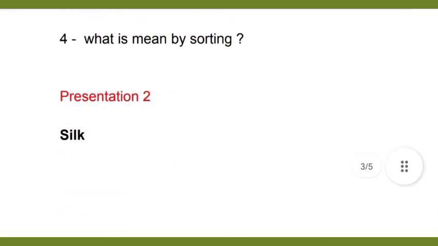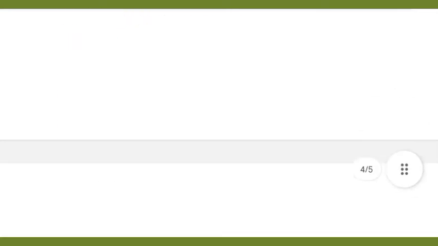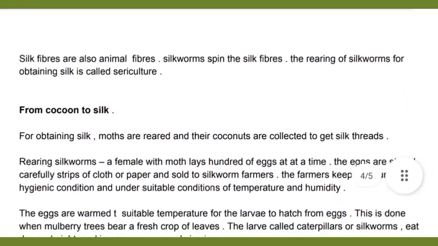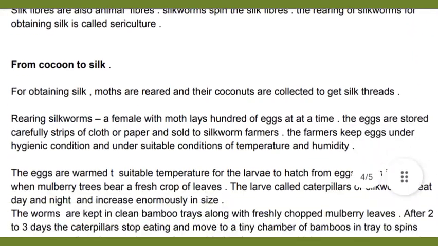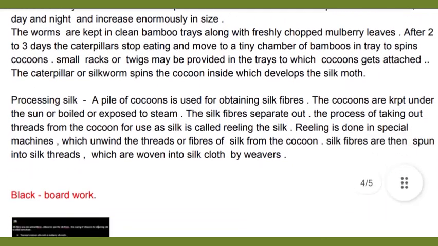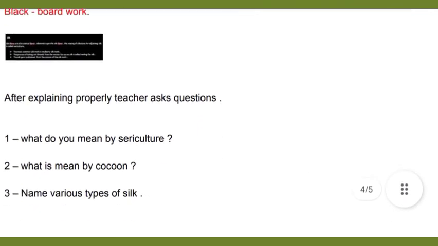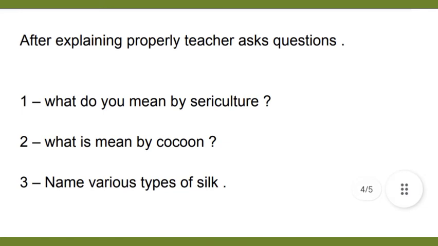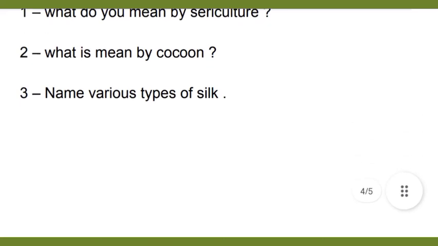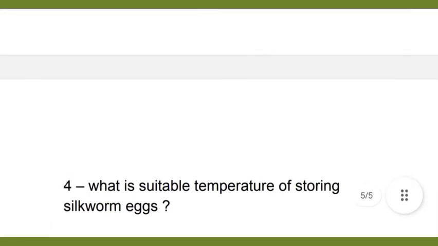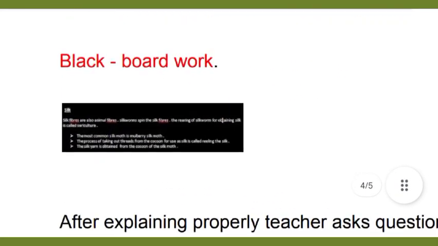now presentation 2. In presentation 2 we have to teach them about silk. Here you can see all about silk, from cocoon to silk. Here you can see all the content that we have to teach to students. After that we also have to ask questions related to that. Here you can see: what do you mean by sericulture, what is meant by cocoon, name various types of silk, what is the suitable temperature for storing silkworm eggs. And here you can see the blackboard work.